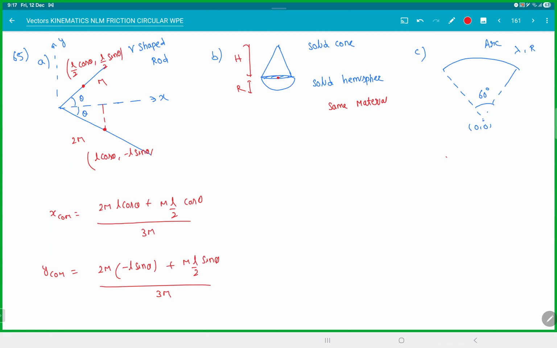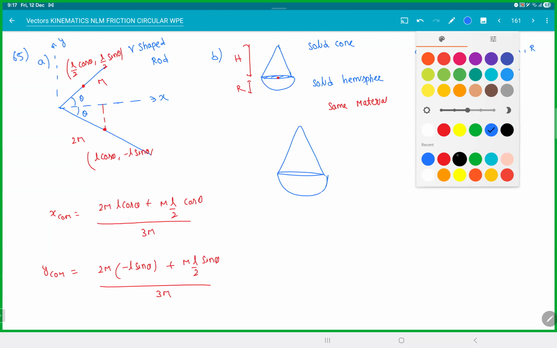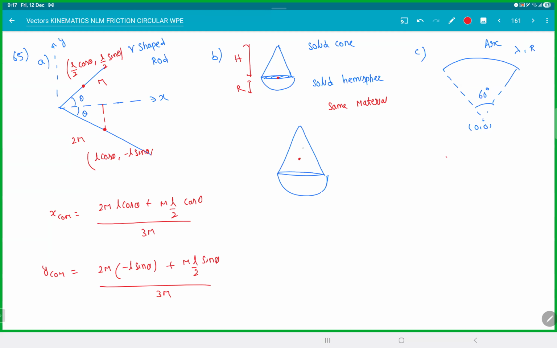For the cone, for a solid cone, the center of mass is at h by 4. Let the mass be m1, the distance is h by 4. For the hemisphere, let the mass be m2, and this distance is 3r by 8. So if you don't know your results, you are gone. Therefore, y center of mass will be m1. What is m1? Density into volume, 1 by 3 pi r square h. What is m2? Density into 2 by 3 pi r cube.